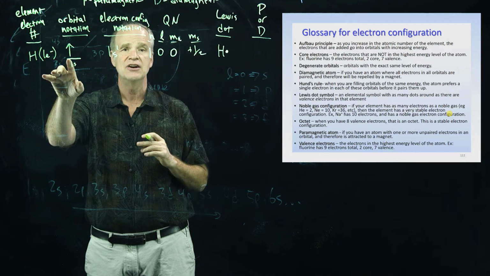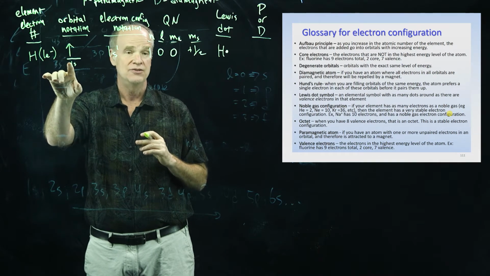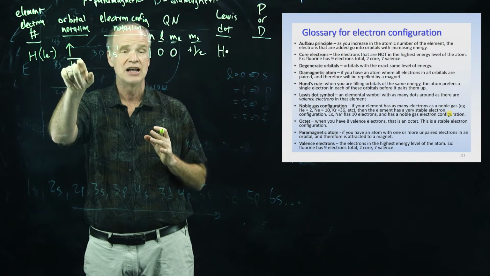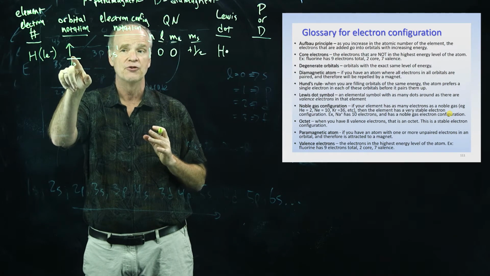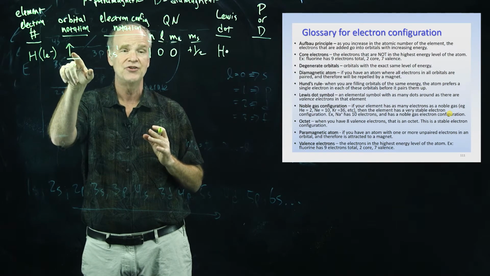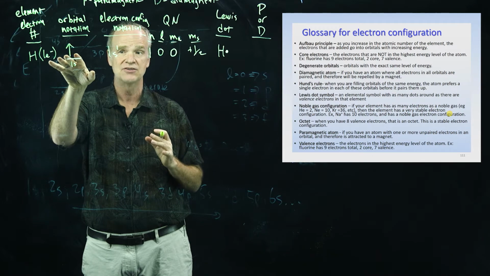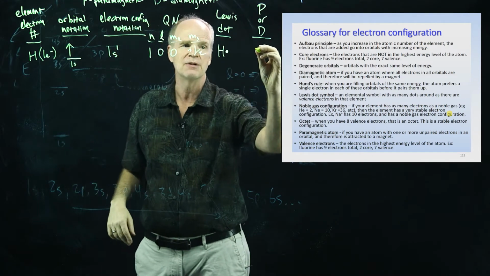So hydrogen here has one electron in the one orbital that it occupies. It's not a pair, it's just one. Therefore, it should be attracted to magnets. The hydrogen atom, at least, should be attracted to magnets, and so it's considered to be paramagnetic.